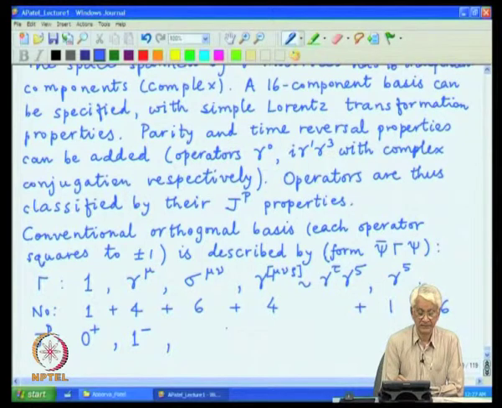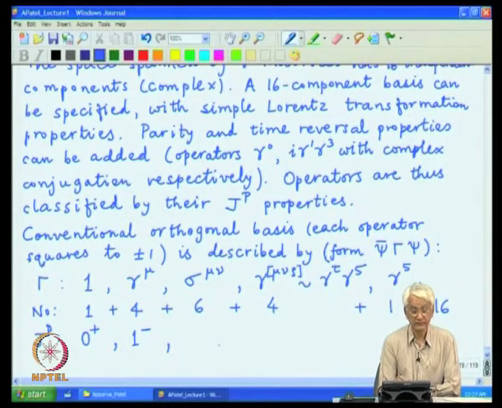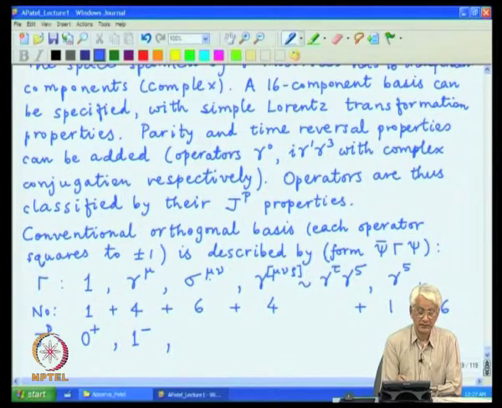What about sigma mu nu? It has 2 indices, and so it is going to transform as a 2 index Lorentz object, and one typically calls these things as tensors, and you can construct objects of various spins and parity from this.